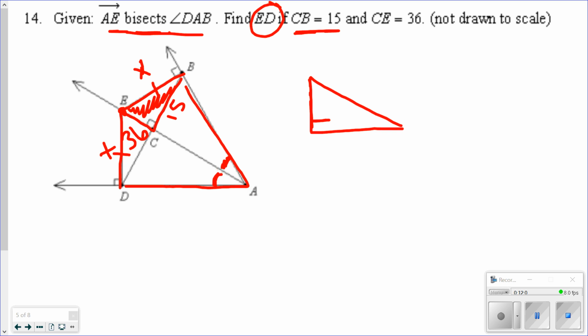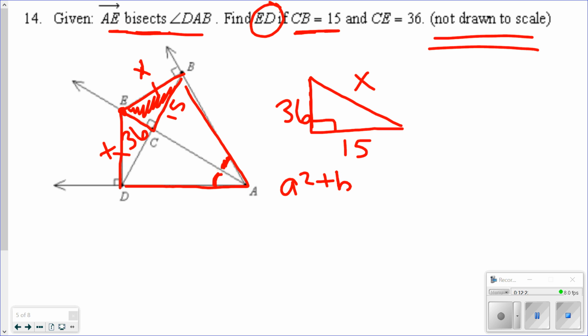I have my 90-degree angle. X is the hypotenuse. I know this segment is 36 and this is 15. Remember, this is not drawn to scale. All right, so to solve for x, I need to use the Pythagorean theorem, which is a squared plus b squared is equal to c squared.